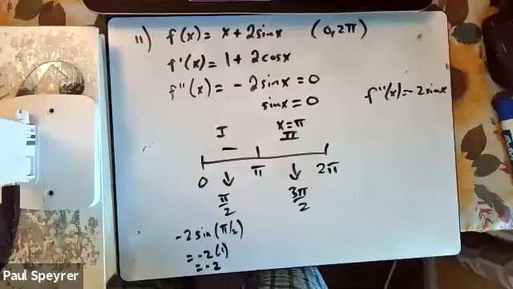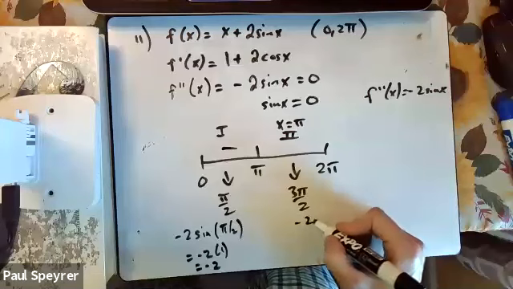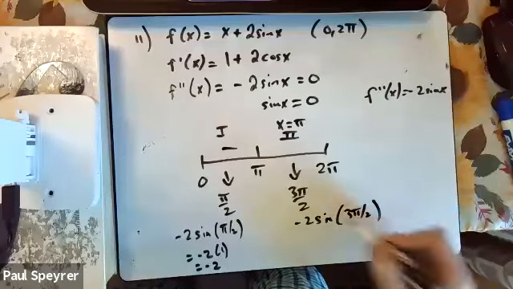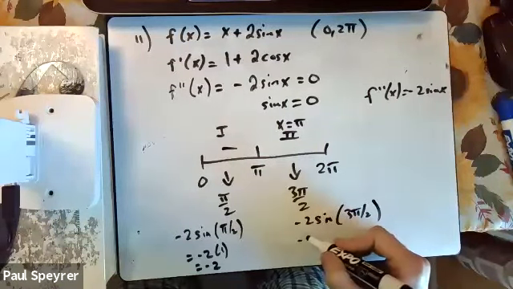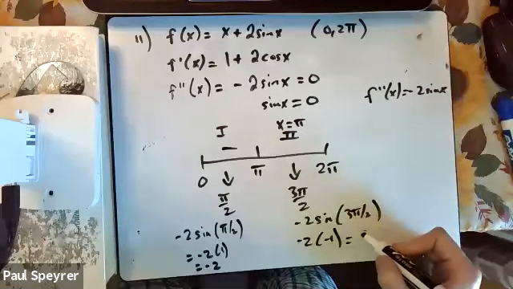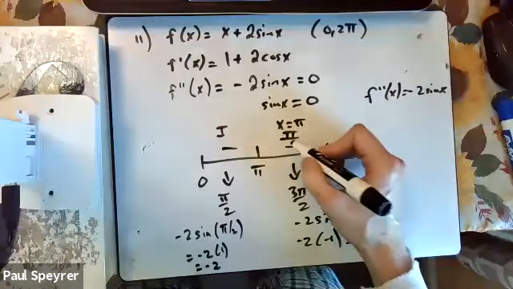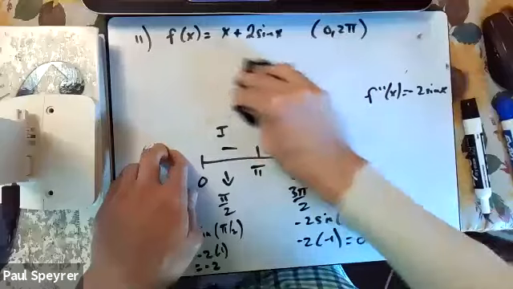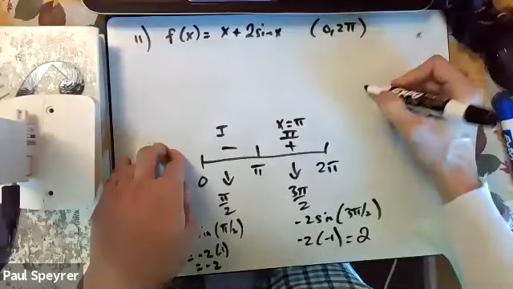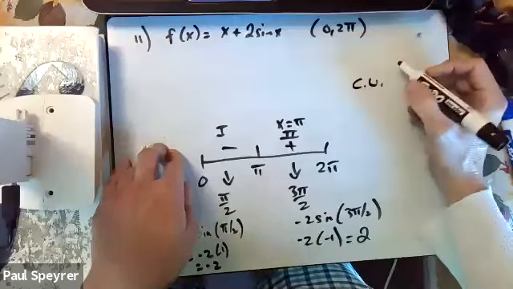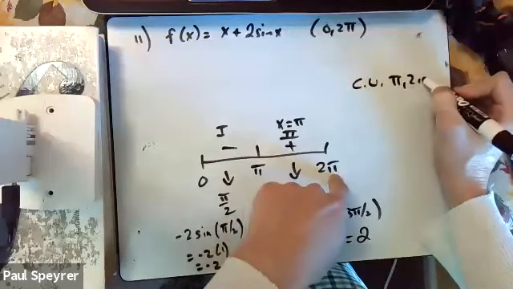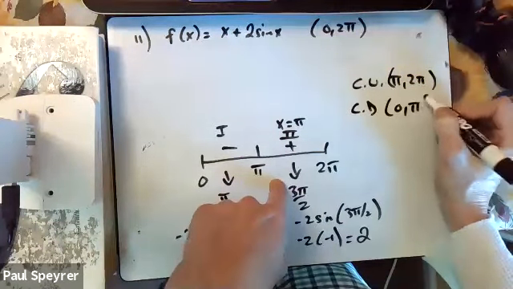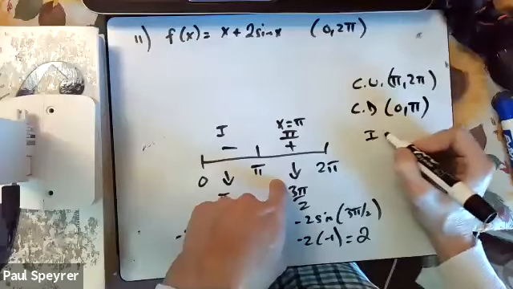So it's negative within the first region. What about this one? If we do negative 2 sine of 3 pi over 2, that's negative 2 times negative 1, which is 2. That's positive. All right, so we figured that out. So we do have concave up and down. Concave up at pi to 2 pi, and concave down from 0 to pi, like that. We have inflection. I'll just put INF.